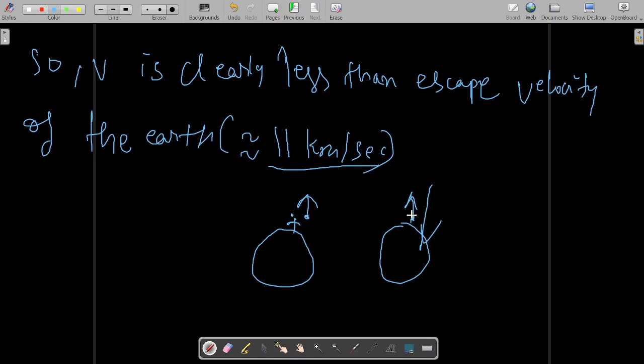Okay, if you throw a ball with a velocity smaller than 11 km per second, the ball will go upwards and come down on the surface of the Earth once again. But if you throw a ball with a velocity higher than or equal to 11 km per second, the ball will go into space. It will leave the Earth's gravitational field. So that is called escape velocity.